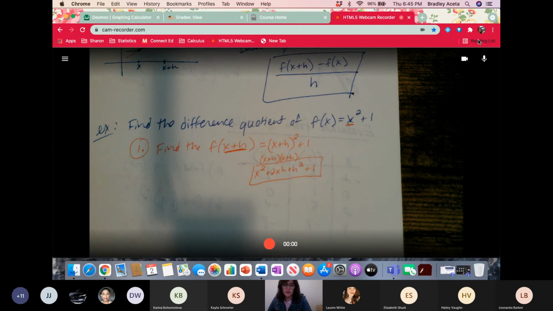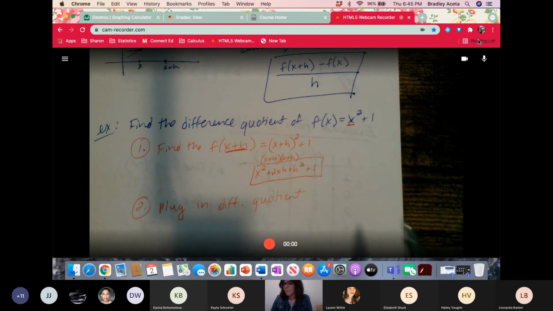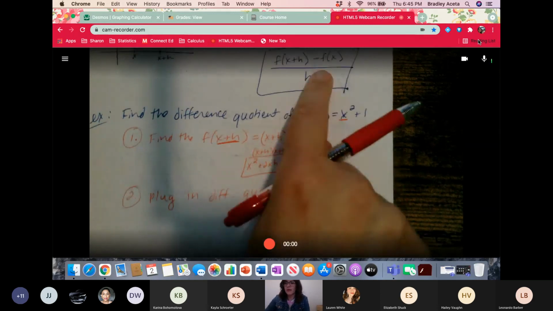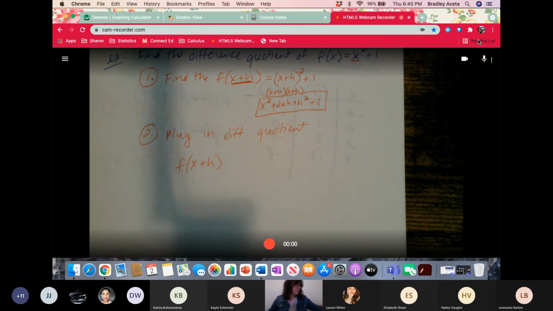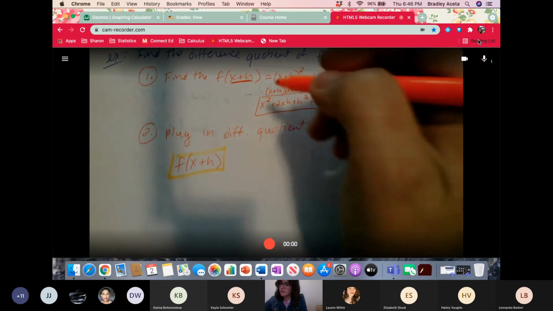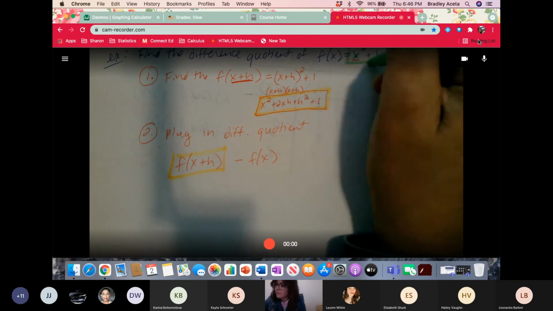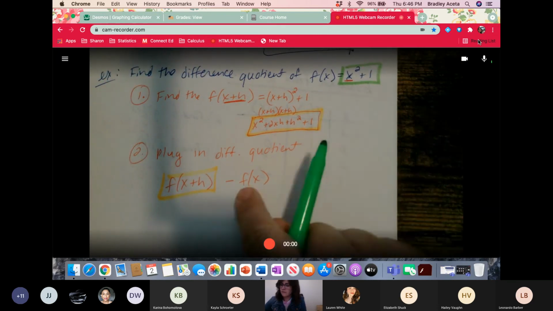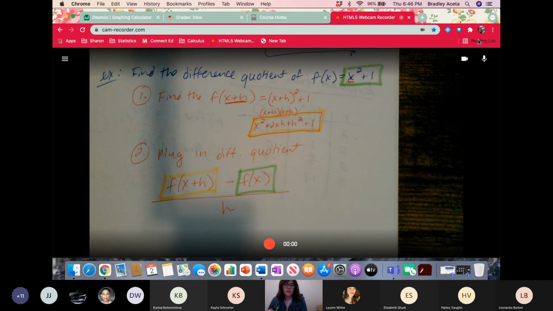Now that you've done that, this is step 2: you're going to plug this into the difference quotient. Okay, now again, what is the difference quotient? I have it written up here, but I'm going to write it again. The difference quotient says, take your f of x plus h, which you just found. Let me use some highlighters here. We love colors, right? Take your f of x plus h, which is this right here. Subtract it from your f of x. Isn't that your f of x? So you're going to subtract that. And then you're going to put all of that over h and clean it up.